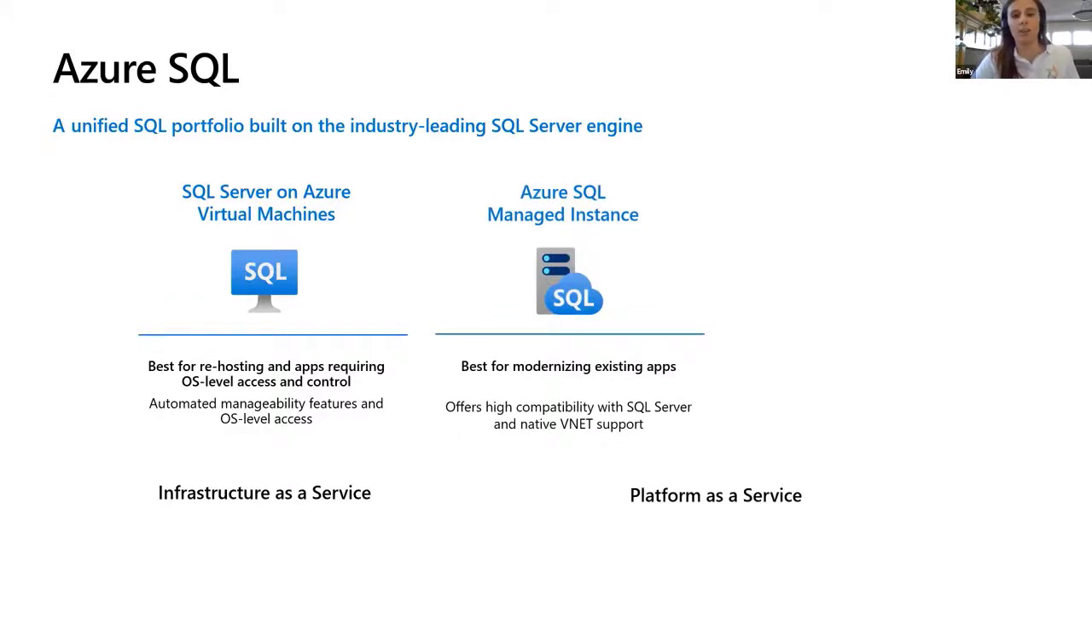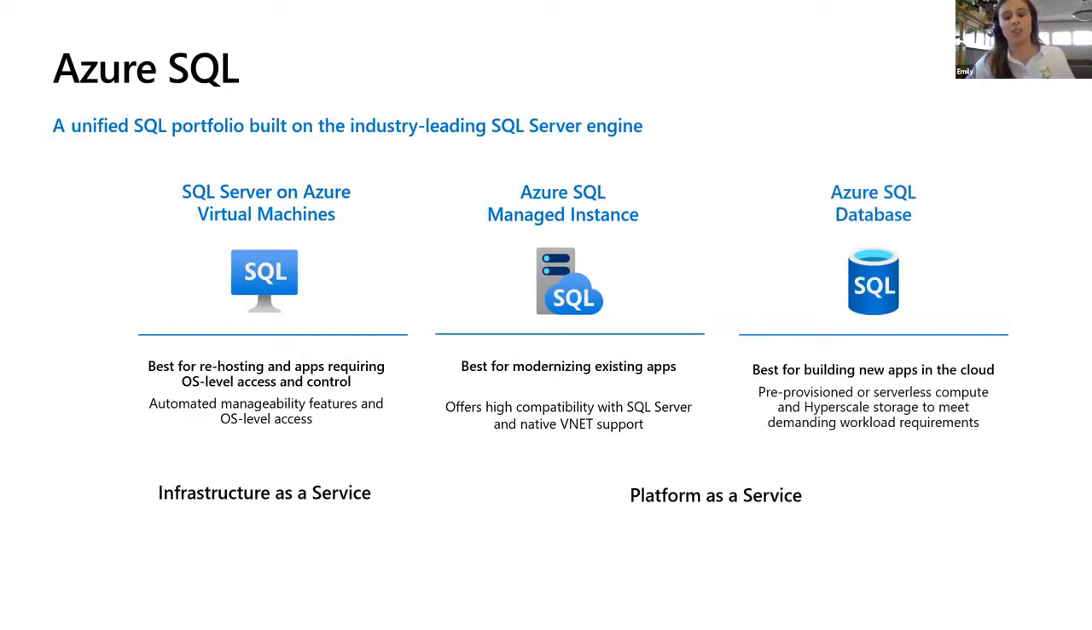Other than IaaS, we have PaaS offerings, or Platform as a Service, which means that as a customer, you manage the stack up to, but not including, the operating system, and we manage the rest of the stack starting at the operating system. One of our PaaS offerings, called Azure SQL Managed Instance, has nearly 100% compatibility with your on-prem SQL Server, and also allows for control of network traffic between app and data tier with native VNet support. This solution is really good for those who want to modernize their existing apps that already run on on-prem SQL Server.